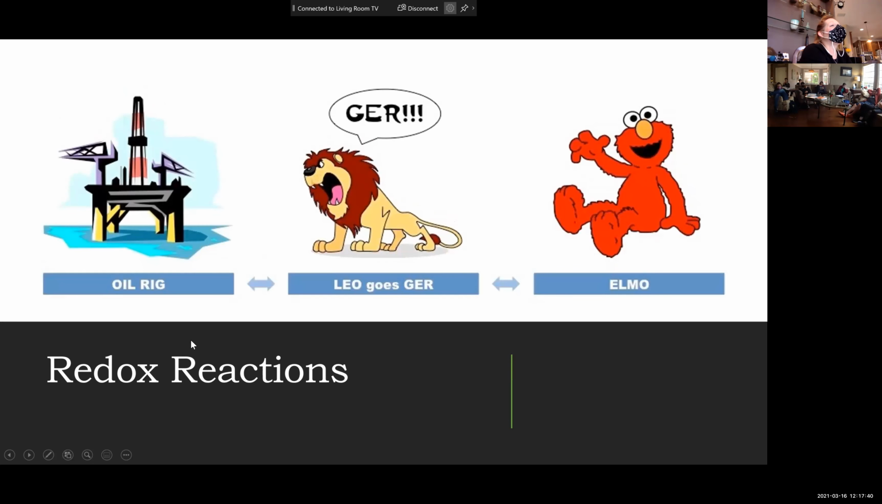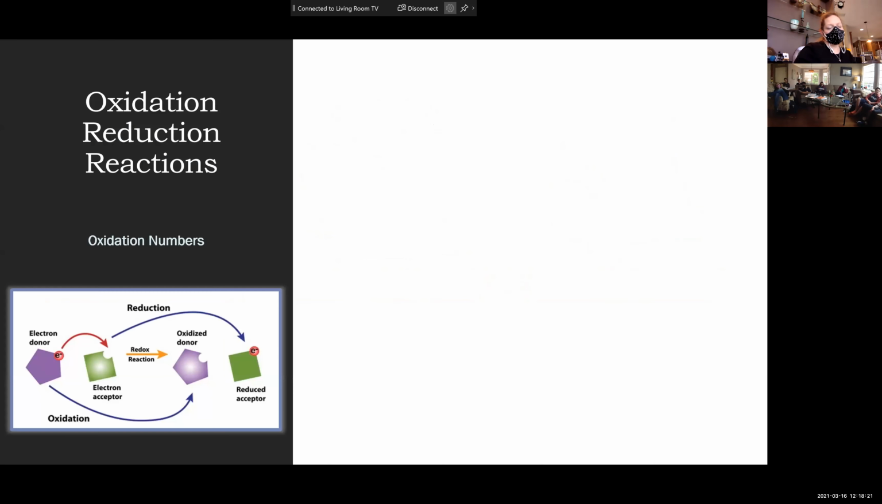So here are three memory devices: your OIL RIG, your LEO says GER, and then your ELMO. If you just go with OIL RIG, oxidation is loss, reduction is gain of electrons. So do it this way. If I say reduction is, you would say gain of electrons, which makes the charge more negative. So oxidation is what? Loss of electrons, which makes the charge more positive. There you go. You got it.